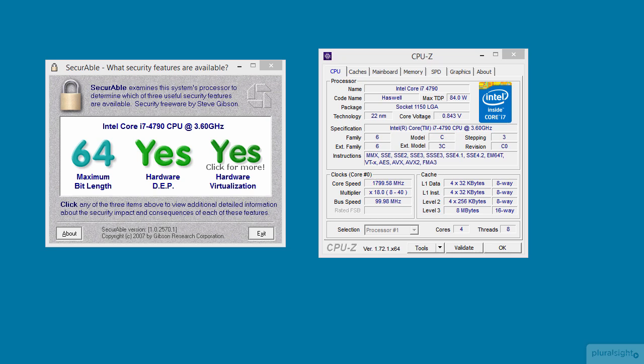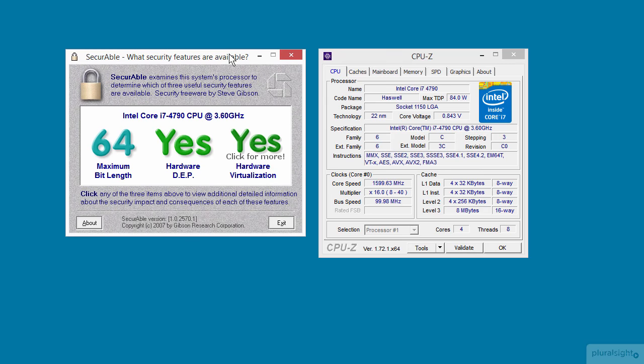In this demonstration, I just want to visualize a little bit of what's happening on the processor side on my system, the system that I'm recording this on. And you see two tools, one of which I've showed you before, CPU-Z, but the one at left is called Securable. This is an old tool.